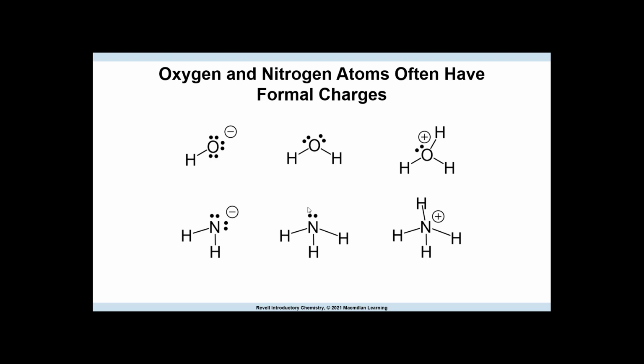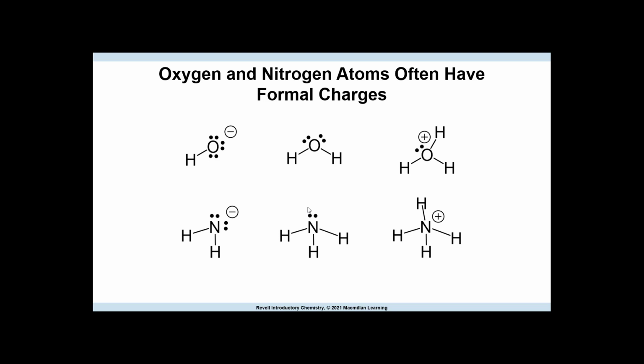Formal charges are a powerful tool and especially important in biological chemistry. For example, oxygen atoms commonly have formal charges. When covalently bonded, a neutral oxygen atom has 2 bonds and 4 unshared electrons. If the oxygen atom has 3 bonds, it will have a formal charge of plus 1. On the other hand, if an oxygen atom has only 1 bond, it will have a formal charge of negative 1. The formal charges on nitrogen have a similar trend.